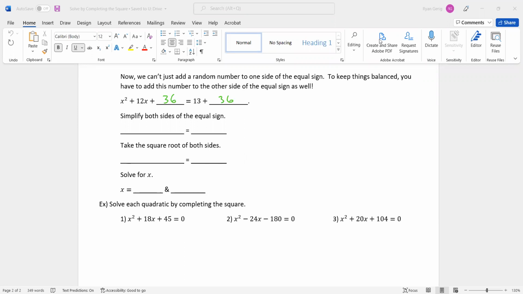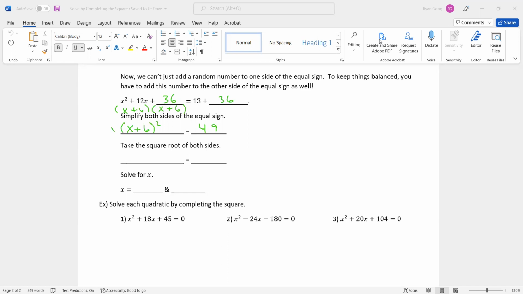So you're going to see what it looks like on numbers 1, 2, and 3 at the bottom. Now we simplify both sides of the equal sign. So that's going to be x plus 6 squared, right? If you want to take the step and say x plus 6 times x plus 6, feel free. I'm going to jump straight to x plus 6 squared. And then 13 plus 36 is 49.